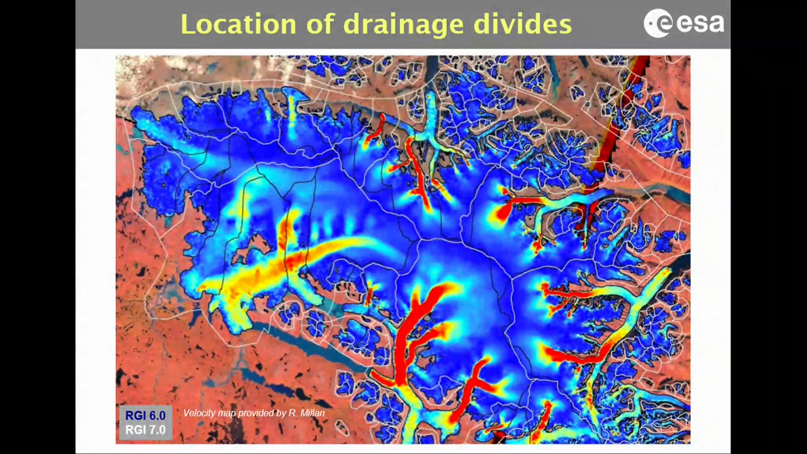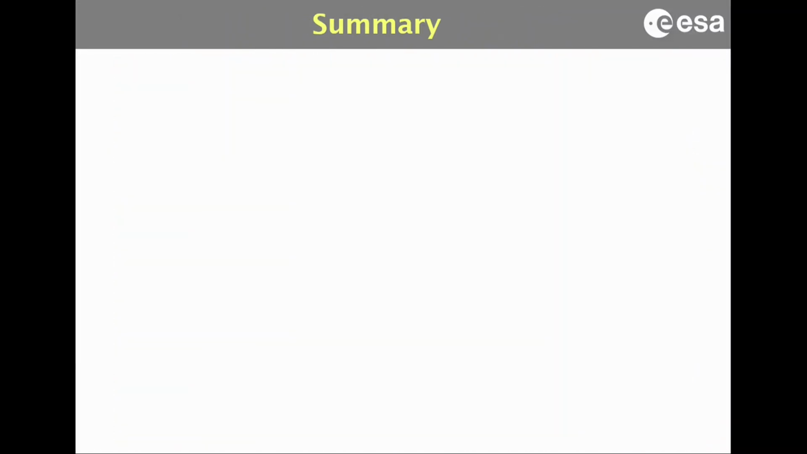And you see here in black the divides from the RGI-6, and in white the now improved divides from RGI-7. And in particular, this region here shows you some interesting interpretation of drainage divides, which have now been improved. And of course, this also changes glacier sizes dramatically. So you cannot compare them one-to-one through the different inventories.